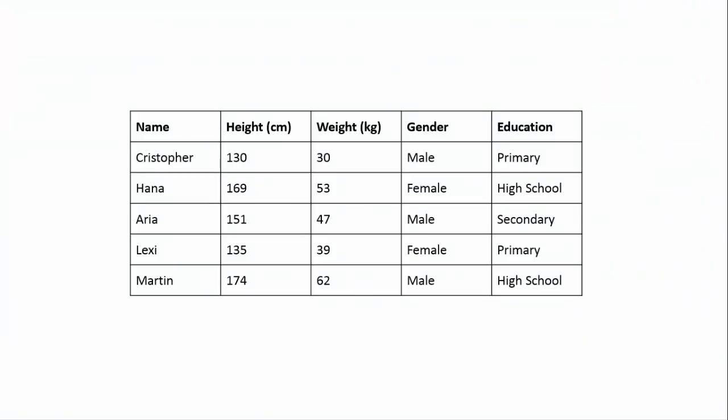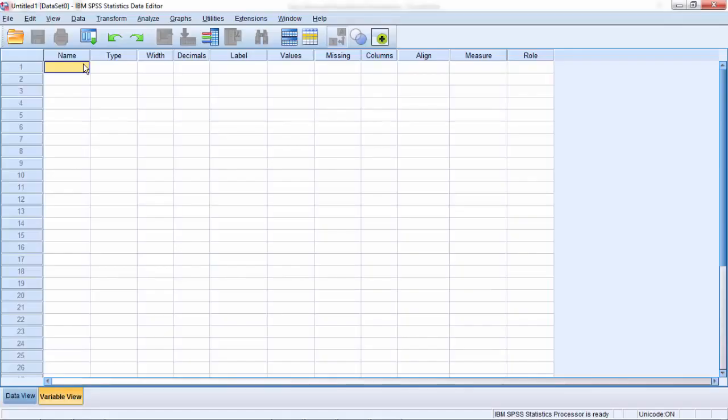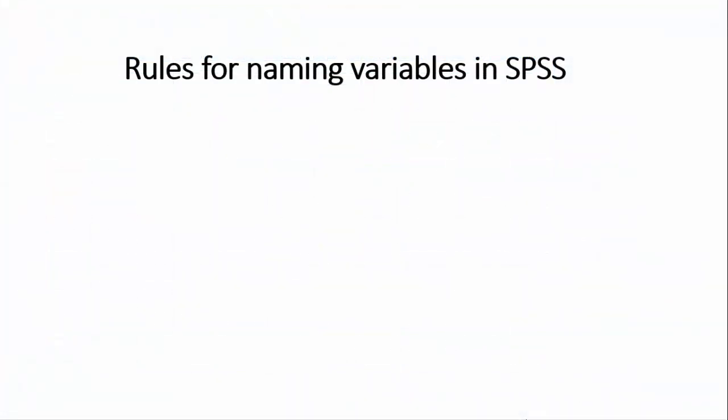Now as an example, we wanna enter some features such as name, gender, height, weight, and education level of a few students in SPSS. In the first column, we will write the variable's name. SPSS has some rules for variable names. If you don't follow the rules, the software will give an error.